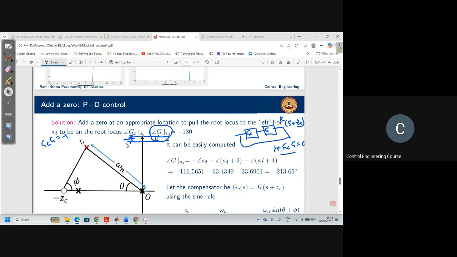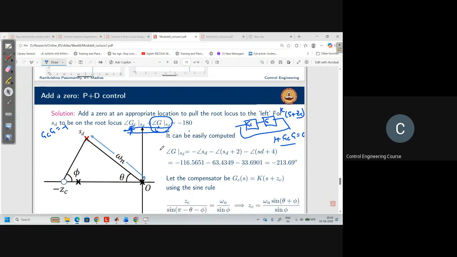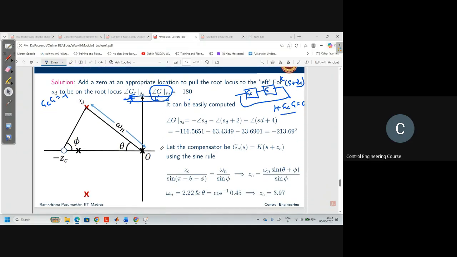I will explain one detailed example so you can understand this. In this case, we have the open loop transfer function 1 by s into s plus 2 into s plus 4. So that means, let's suppose your desired pole is s d.